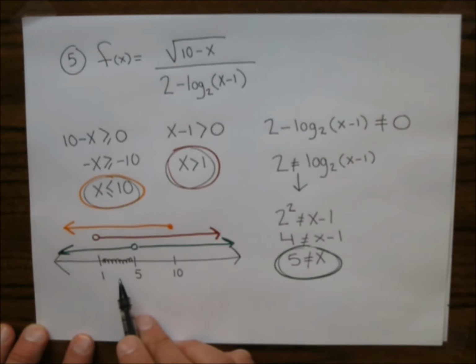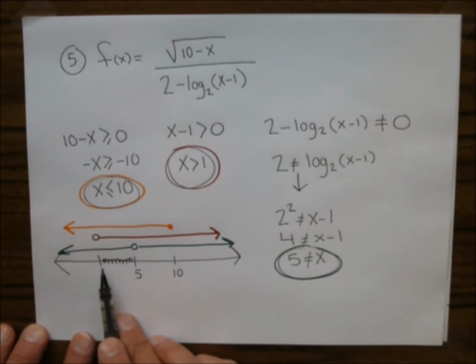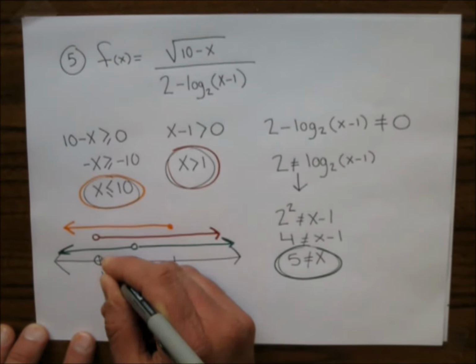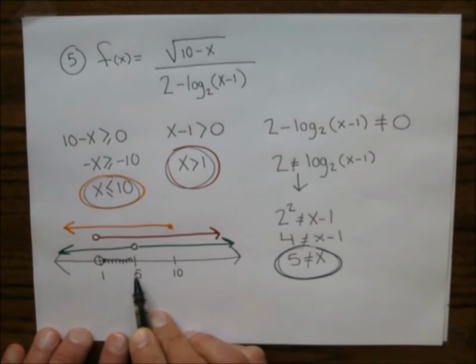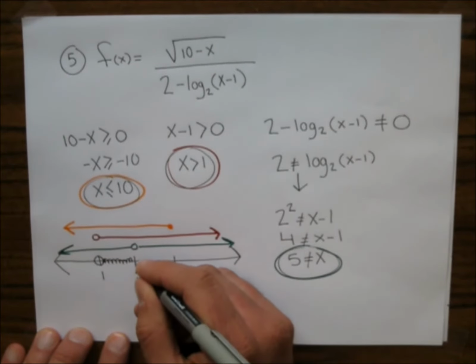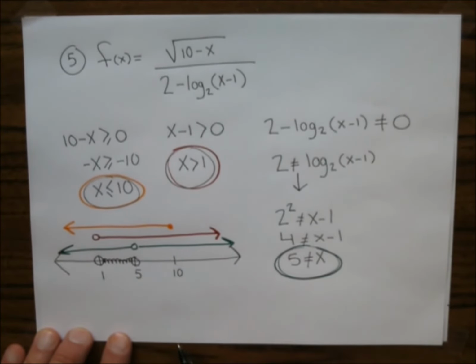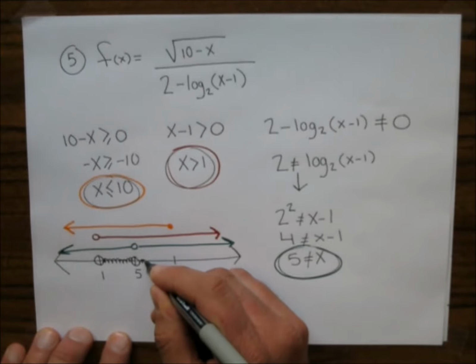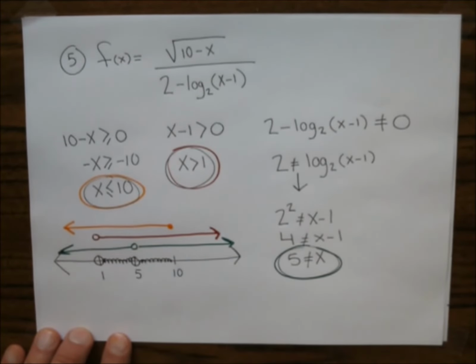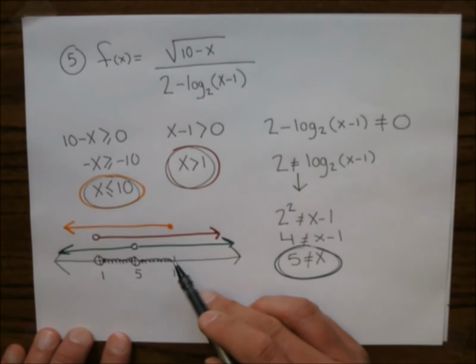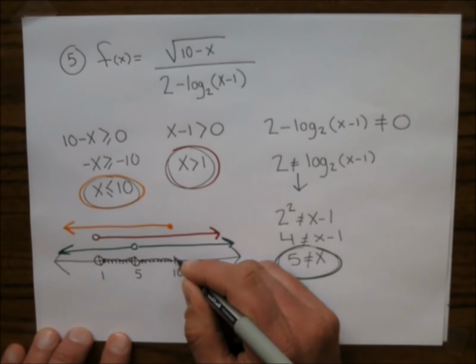So back to this. I think before it turned off I was saying, where do you see all three colors? You see them between 1 and 5, but you don't see all three colors at 1. You actually do not see a red there. So I'm going to put an open circle there. And you don't see all three colors at 5 because green's not there. But you see all three colors between 5 and 10. Do we see all three colors at 10? The answer is yes. Green, red, orange.